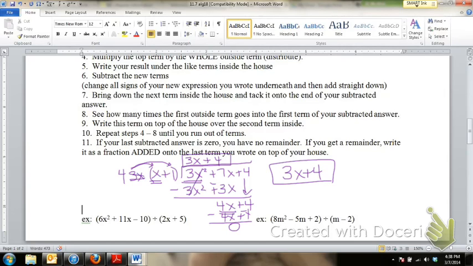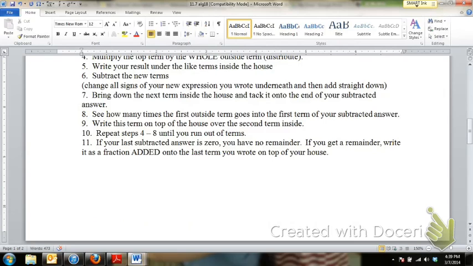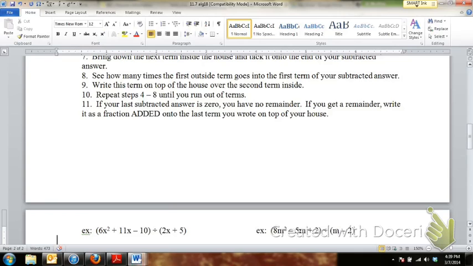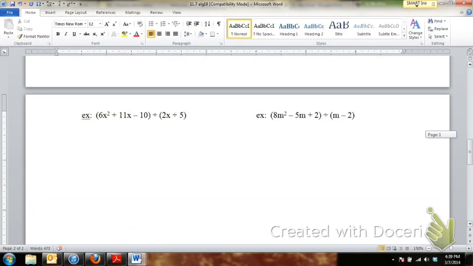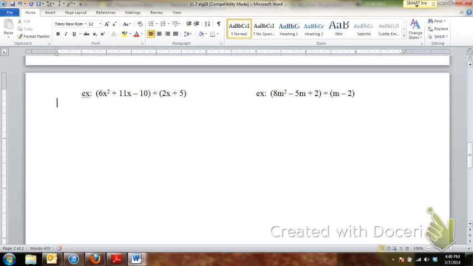That wasn't too painful. So let's try 2 more examples and see what happens. Okay, let's bring this down so we can get another page and just have some more space to work. Okay, so here we go.